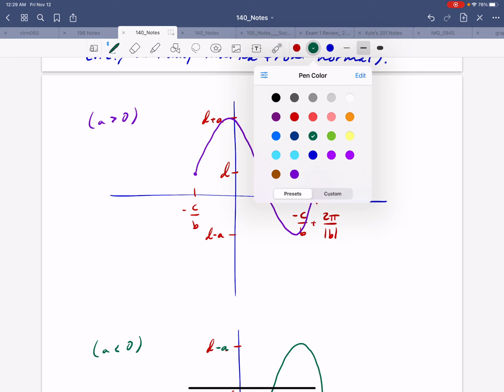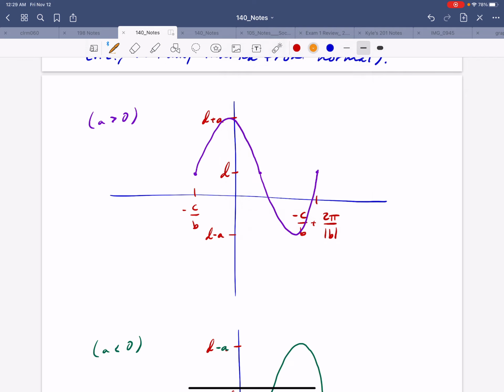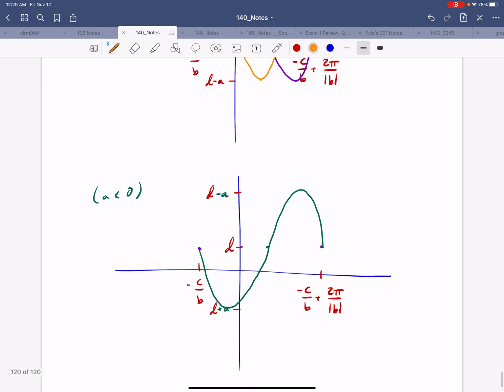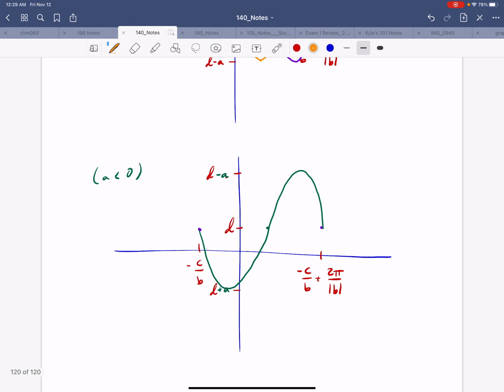Now with cosine, I'll draw cosine in orange. It will be here. We would end there. At the bottom, be there. Right, there's your cosine. And again, if we were inverted, then we'd be something like this. Okay.